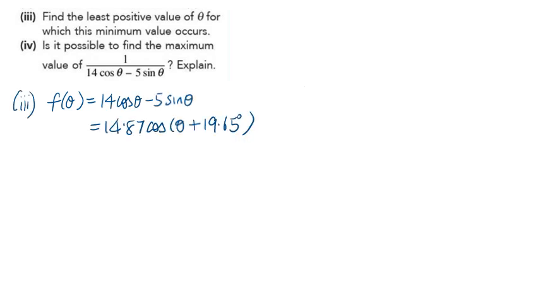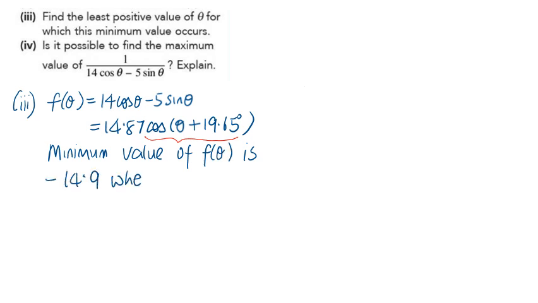Okay, we have already found f of theta to be 14.87 cos bracket theta plus 19.65 degrees, right? So for this value to be minimum, that is when your cosine bracket theta plus 19.65 degrees is -1, right? And if you were to recall your cosine curve to get -1, that is when this angle must be 180 degrees, because cosine 180 degrees gives you -1.